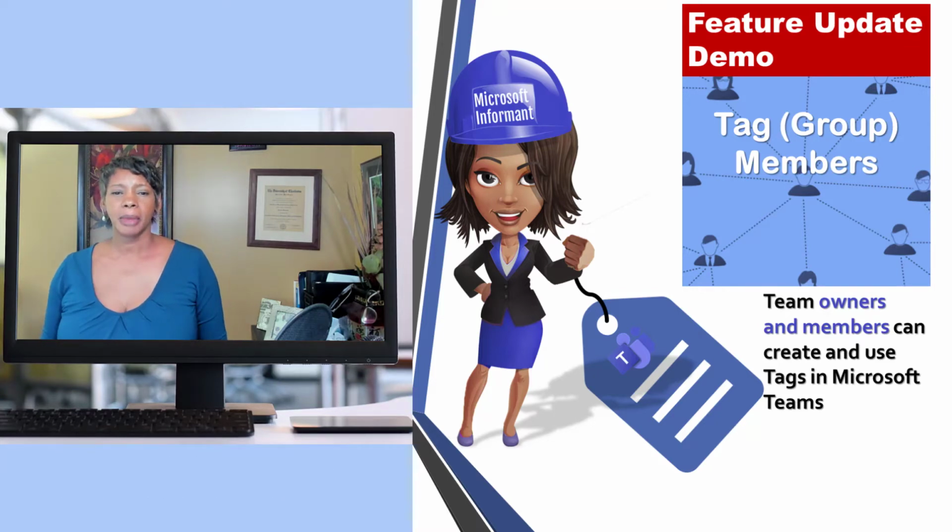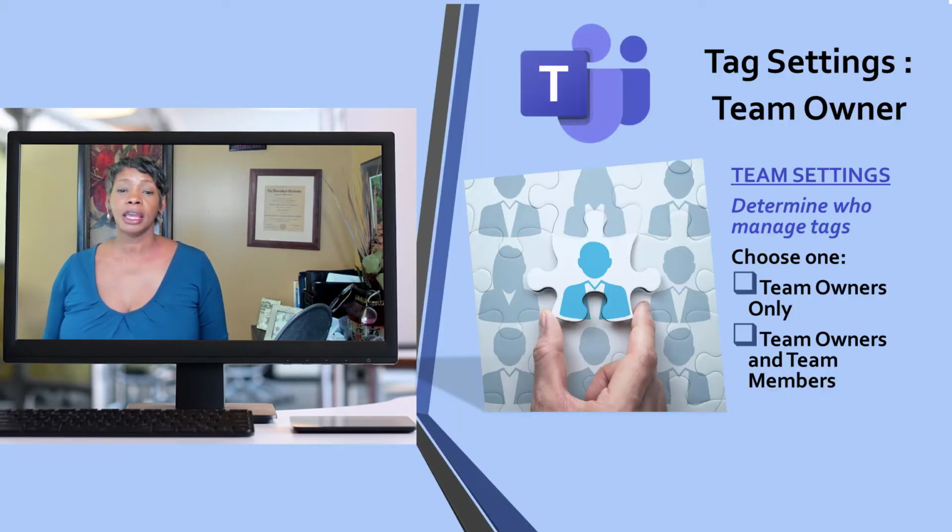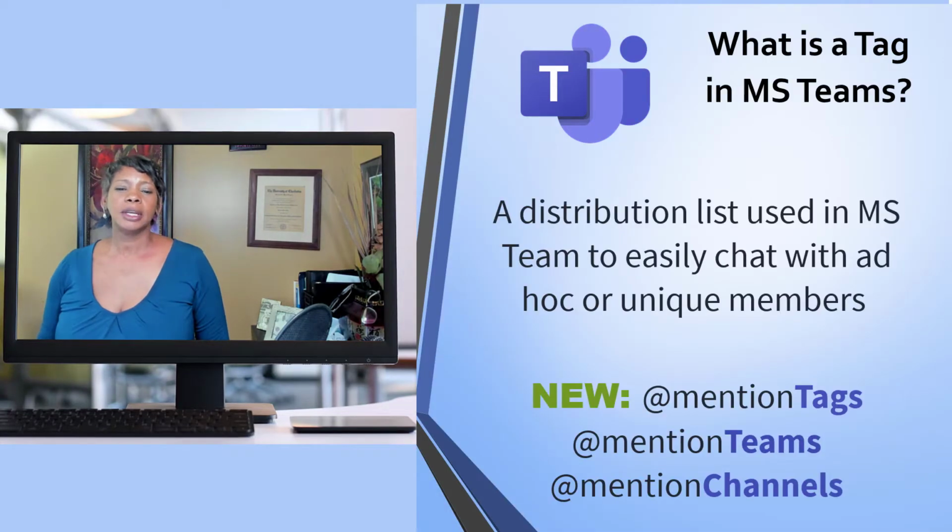Today, I want to talk about Microsoft Teams tagging settings. This allows the site owner to go in and identify if members can actually manage any of their tags, which gives them the ability to create, edit, and delete. So, what is a tag? A tag is just a distribution list that you can use in MS Teams.